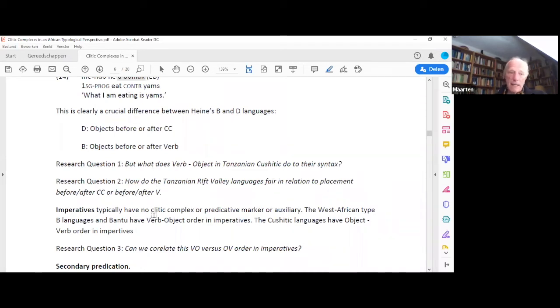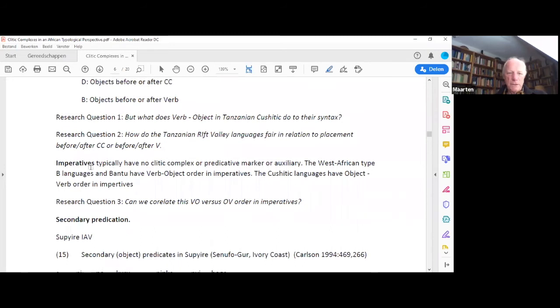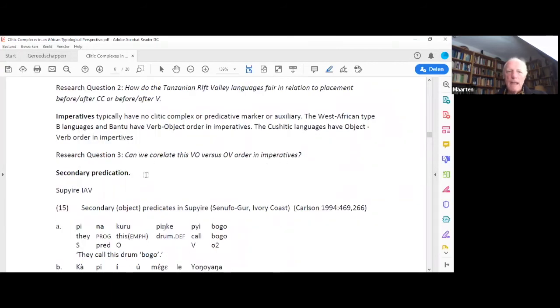for Sandawe, Maasai. And as I mentioned, imperatives, I would say always look at the imperatives, because the Cushitic languages have the object-verb order in imperatives, and as we saw before, the West African types always have verb-object order. So this type B and D, what does the real difference mean? Well, maybe one of the differences is the placement of the adverb, as I mentioned, but I think also the position of the object in imperatives. So can we relate this verb-object order versus object-verb order in imperatives with other features of this whole phenomenon?